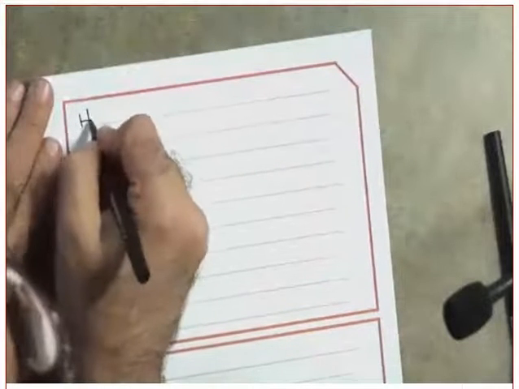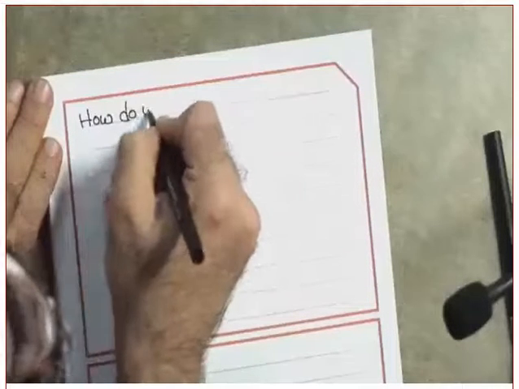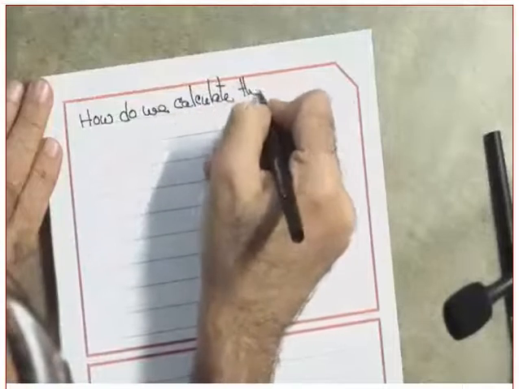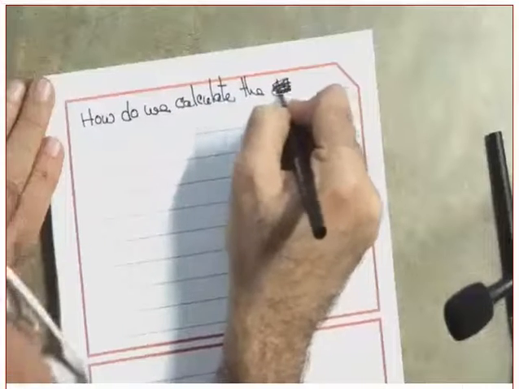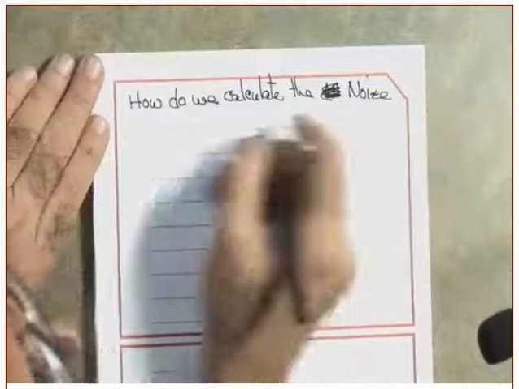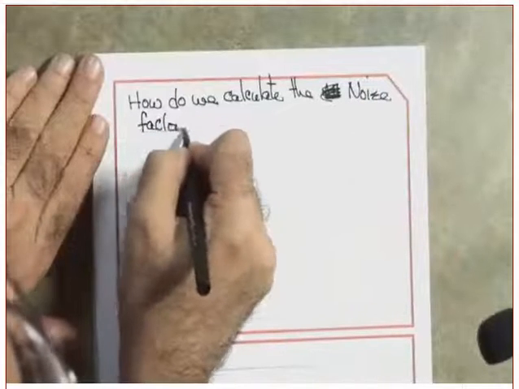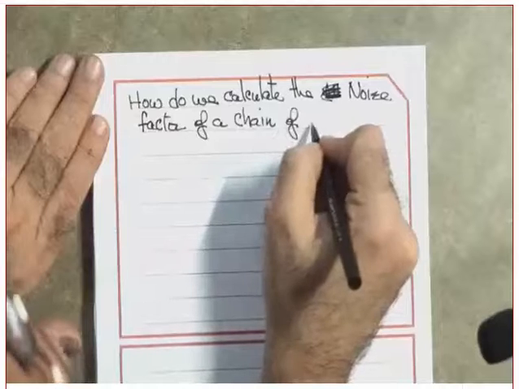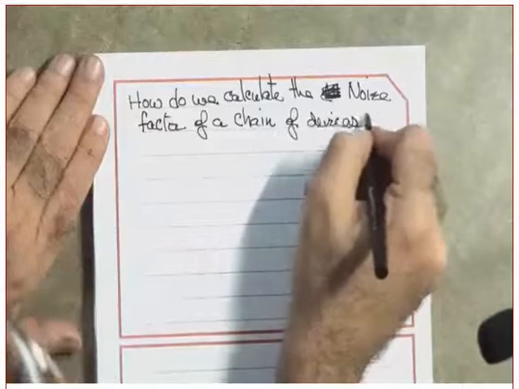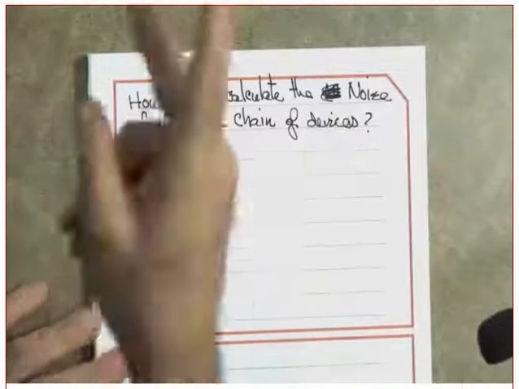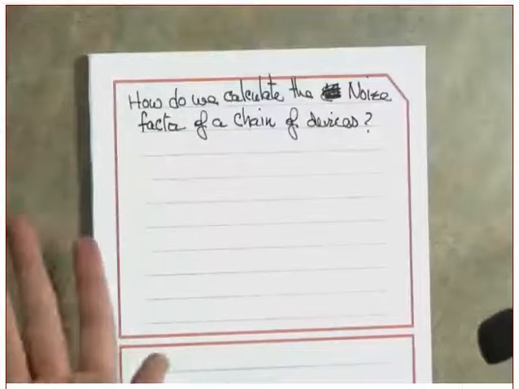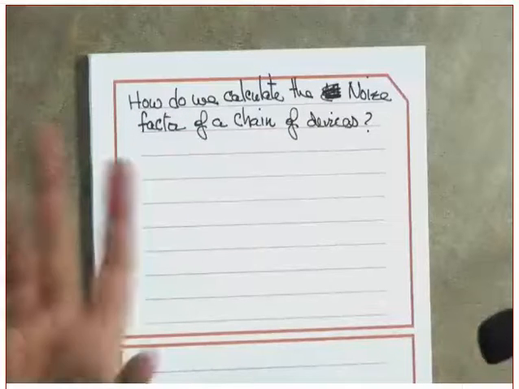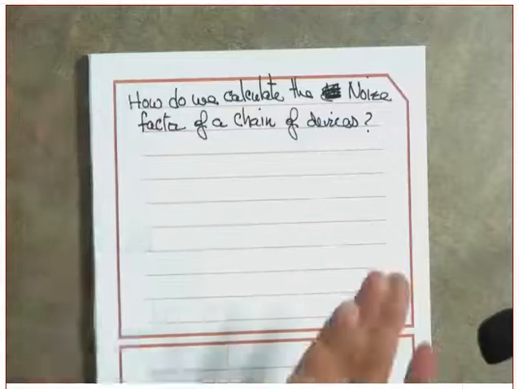How do we calculate the noise figure? The noise factor of a chain of devices. Now, I'm going to show you, of course, only two. Once you get the idea, you get the idea. You follow me or not? By the way, do we have only two devices in the chain? We have multiple devices, but once you get the idea, that's enough.